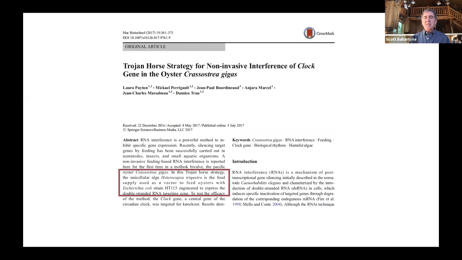And what they think is going on, they think that the E. coli are somehow sticking to the algae, and then the algae are delivering the E. coli into the gut of the oyster. And so they refer to this strategy then as the Trojan horse strategy, I think for obvious reasons. So we think this might be a good approach for us, and we think maybe we should be mixing our E. coli with algae. And that led to the question then of which algae. And we're actually trying a couple different algae, but I just want to focus on one.